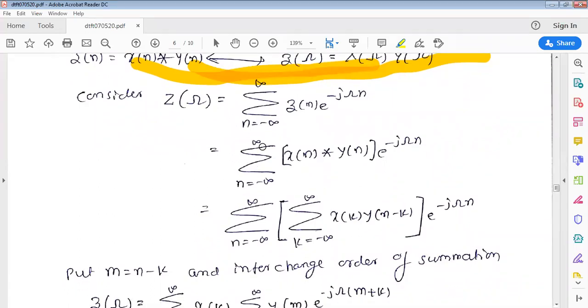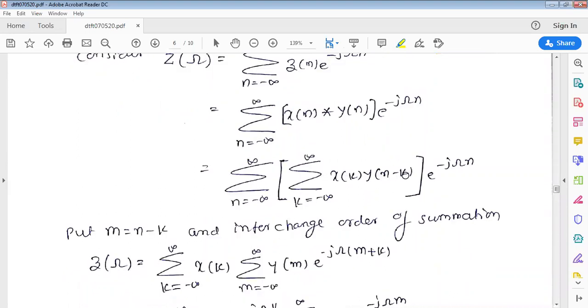First, the summation will remain unchanged, n varies from minus infinity to plus infinity. And what is x of n convolved with y of n? x of k into y of n minus k. It's the same convolution formula which we have studied in module 2. Therefore, I have summation k varies from minus infinity to plus infinity, x of k into y of n minus k, and that is multiplied with e power minus j omega n.